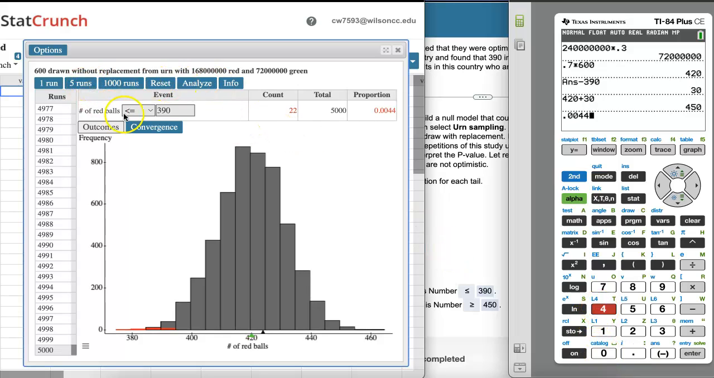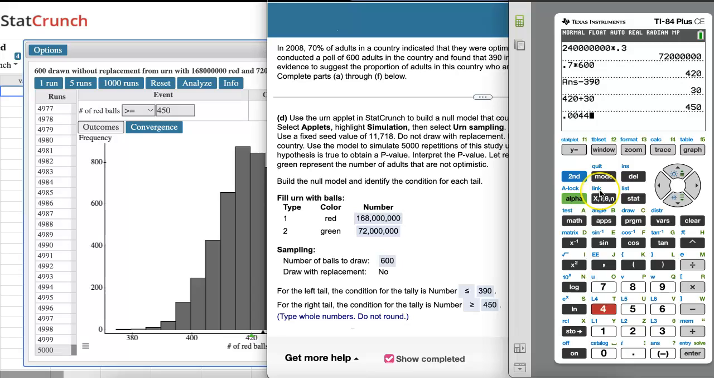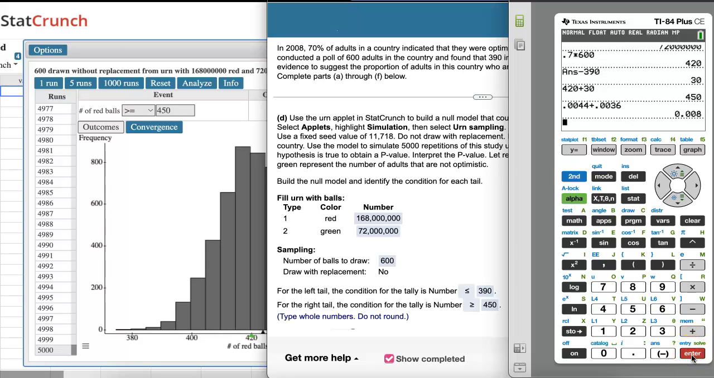Okay, and I'm going to come back here and do the right at 450. Notice I don't need to rerun the simulation. It's just highlighting a different space in my model. Okay, so now I have 0.0036 on the, what did I just say? I think I said left, but I meant to say right. Okay, so let's add 0.0036. So together, the left and the right tail gives us this p-value, 0.008.